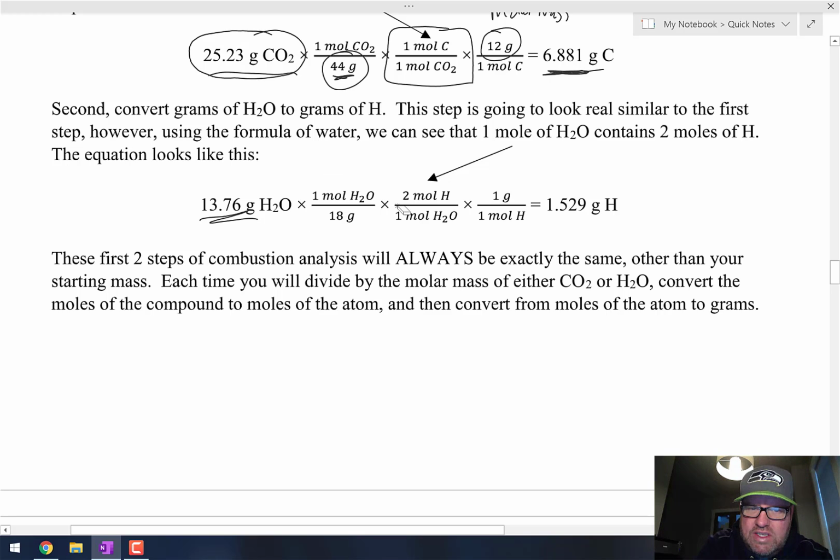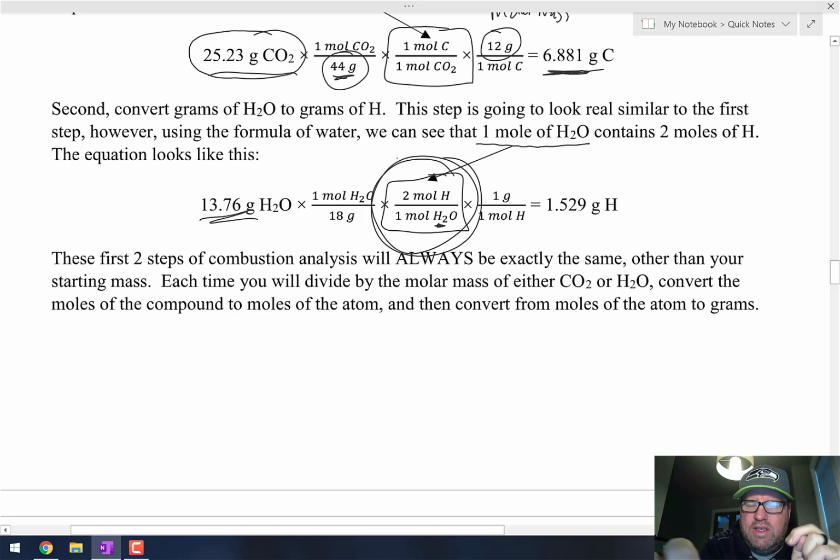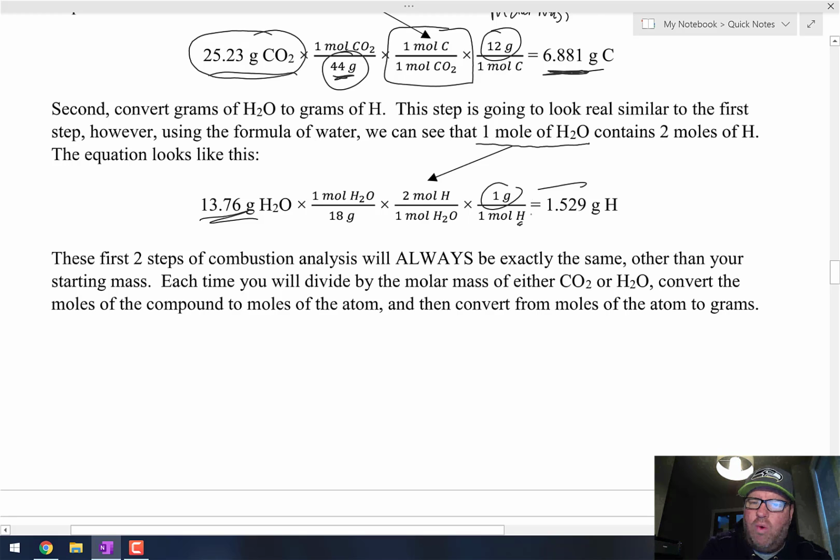And then this step right here, if you're going to mess up, this is where students mess up. Because 1 mole of water does not contain 1 mole of hydrogen. Look at that, there's 2 hydrogens. So for every 1 molecule, there are 2 hydrogen atoms. So 1 mole of water contains 2 moles of H. And then here, 1 mole of H has a mass of 1 gram. Okay, and then I got 1.529 grams of hydrogen.